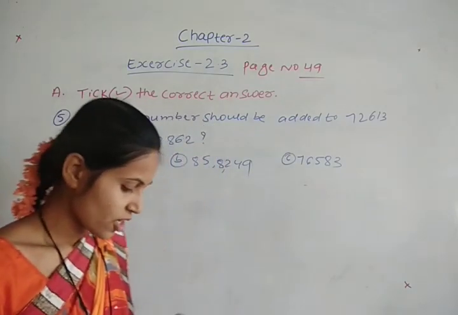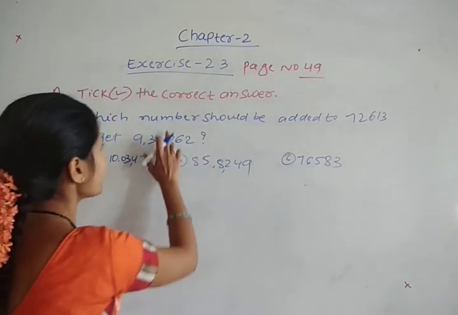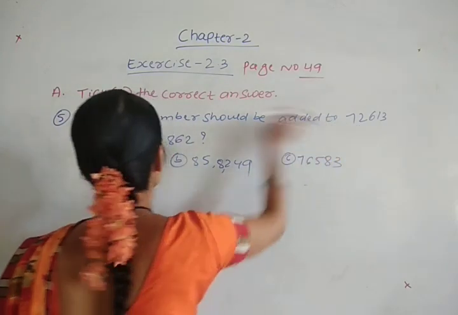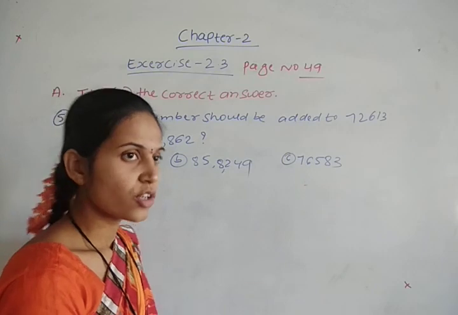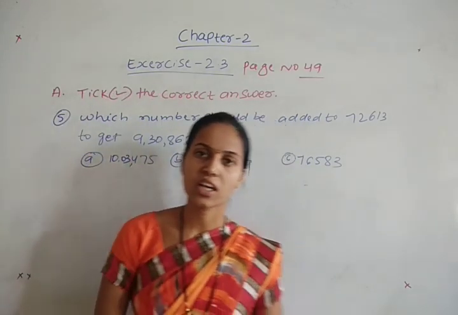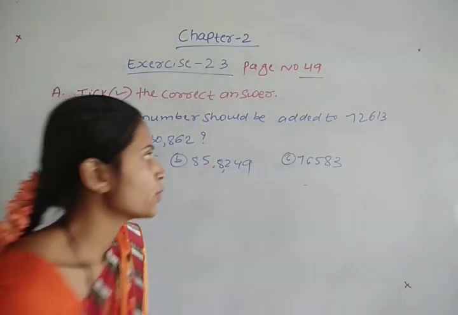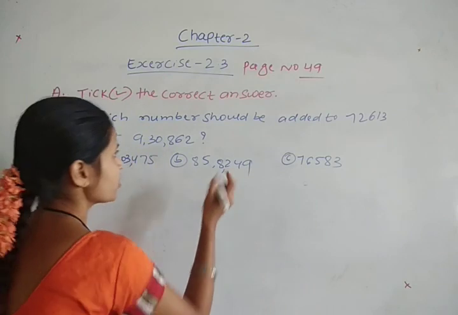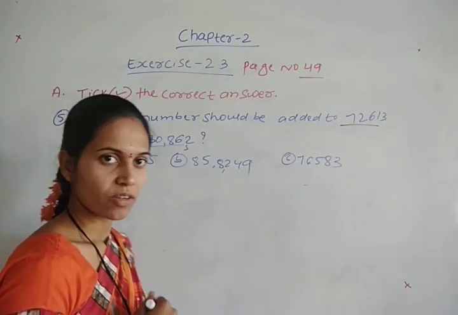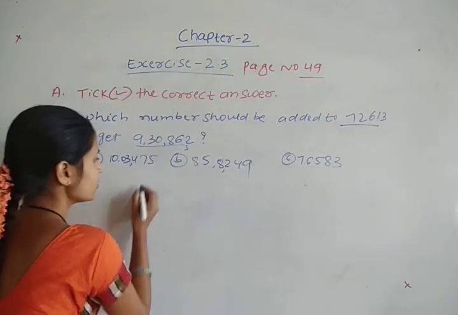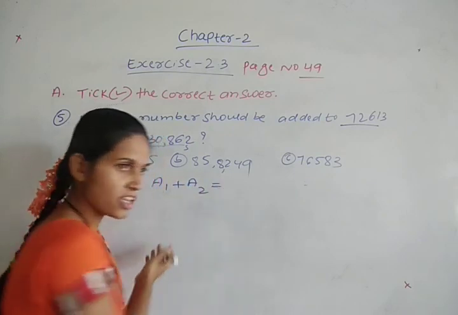It is the same as question number 3. Here they have given the first addend, and we need to find the second addend, and they have also provided the sum. So this is the first addend, this is the sum, but we need to find the second addend. For that I will write like this.